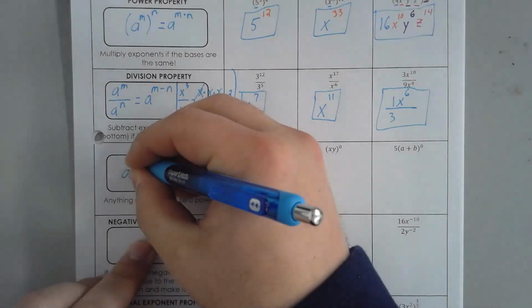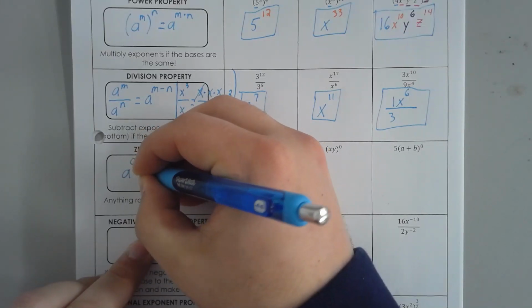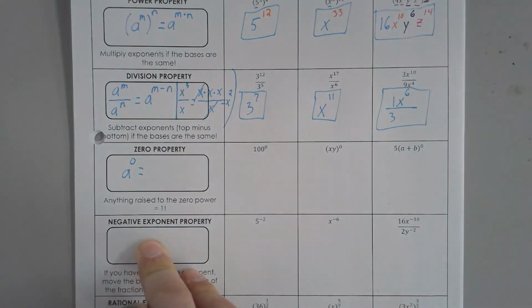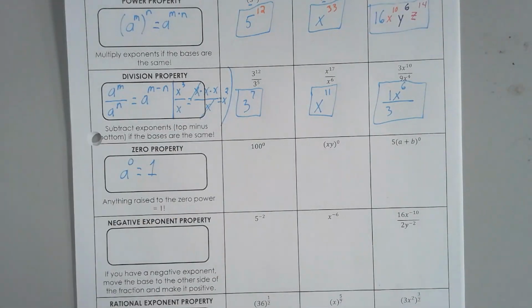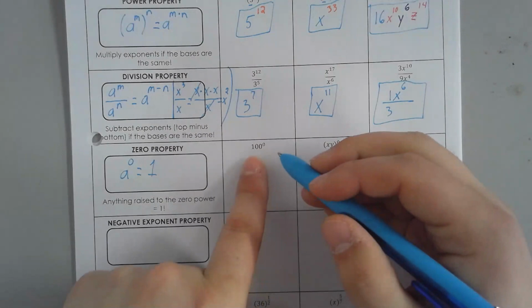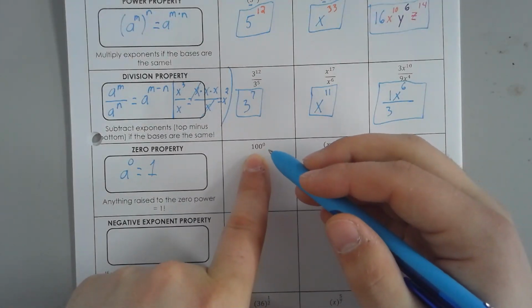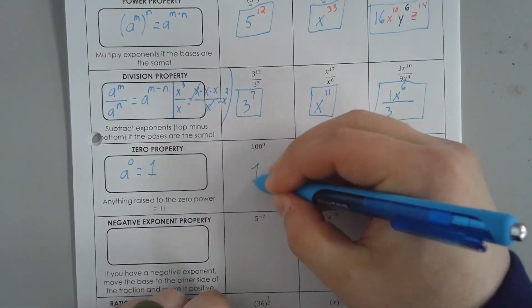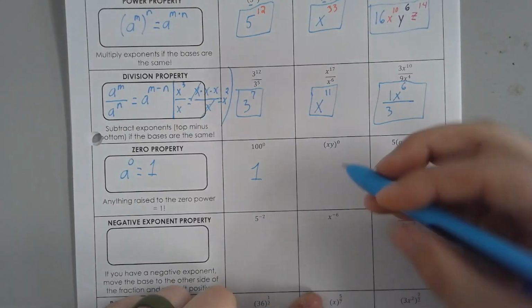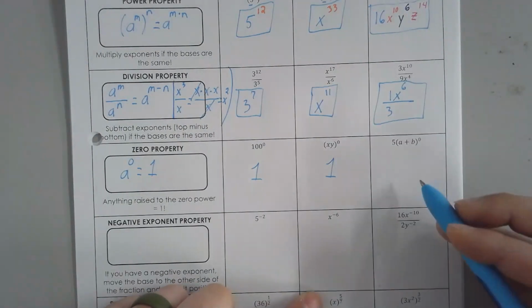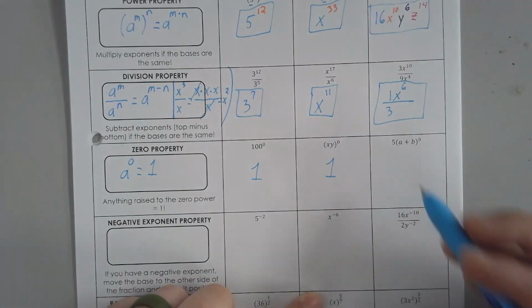So anyway, any number raised to the 0 power, that's just going to be equal to 1. So it doesn't matter if it's 5 to the 0 or 5 million to the 0. It's just going to be equal to 1. So what's 100 raised to the 0 power? 1. What about xy raised to the 0 power? What about 5 times a plus b raised to the 0 power?